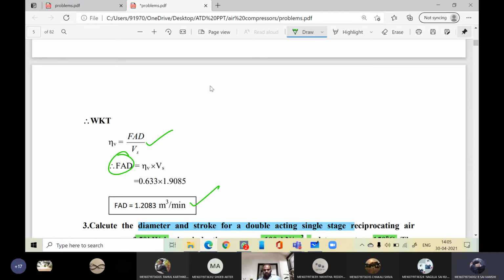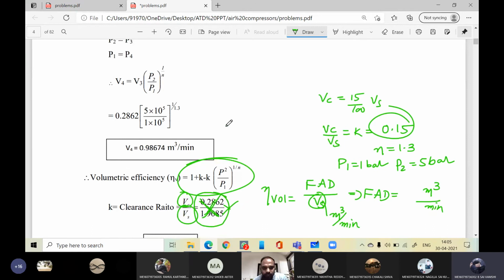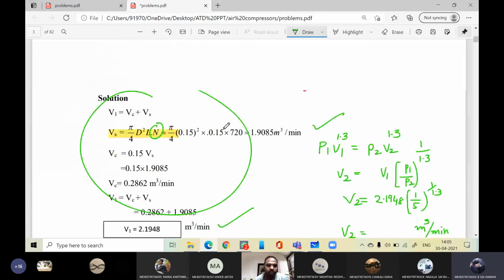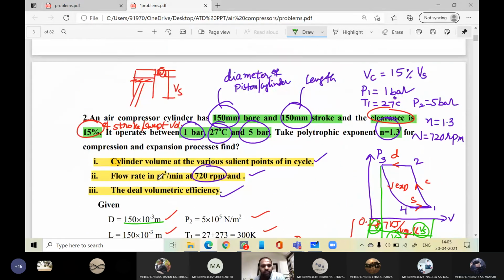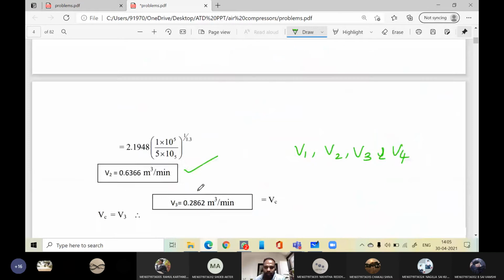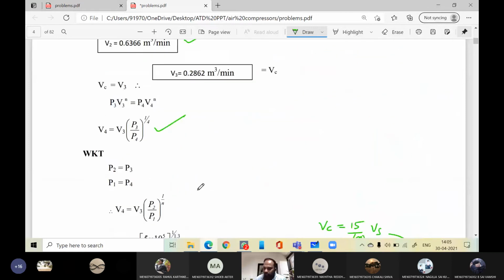Sir, can you once explain second bit? Which one? Second bit, right? Second bit, what is he asking? He is asking flow rate in terms of meter cube per minute. Okay, now here, in order to calculate the flow rate, what are we doing?